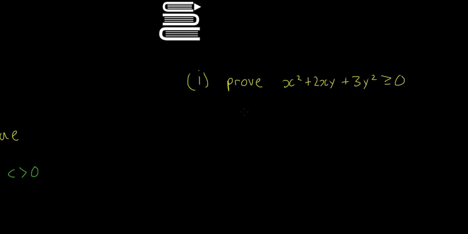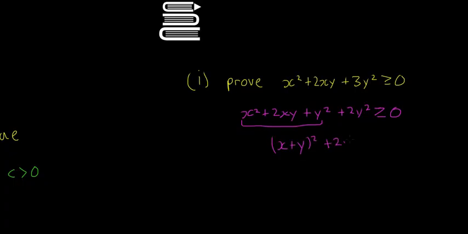So we're going to say x squared plus 2xy, and I'm going to break this 3y squared up into plus y squared plus 2y squared greater than or equal to 0. All right, because y squared plus 2y squared is just going to be 3y squared. So I'm just writing this in a different way. So now this here is a perfect square. So now we can perfect the square. So I'm going to write that as x plus y all squared, and that's going to be plus 2y squared is greater than or equal to 0.